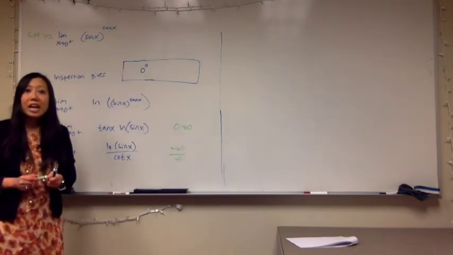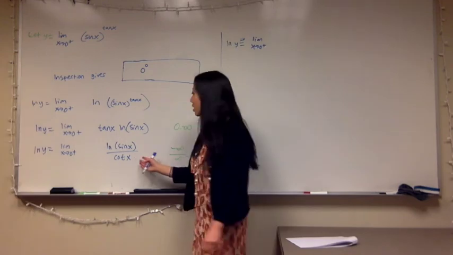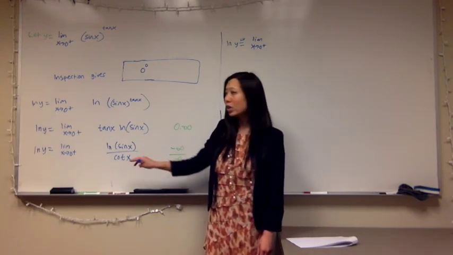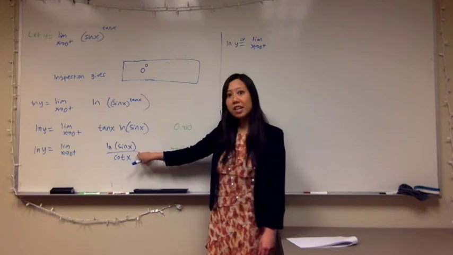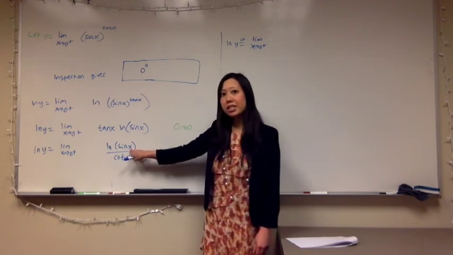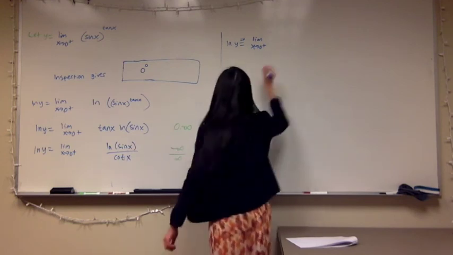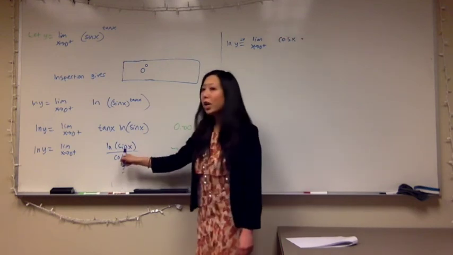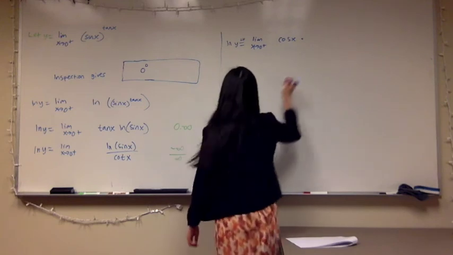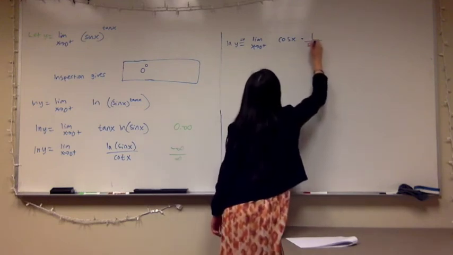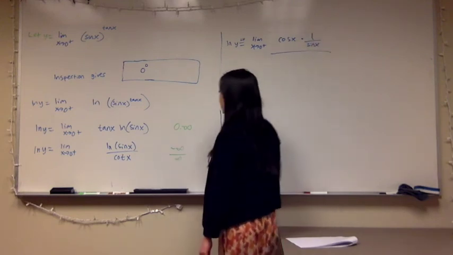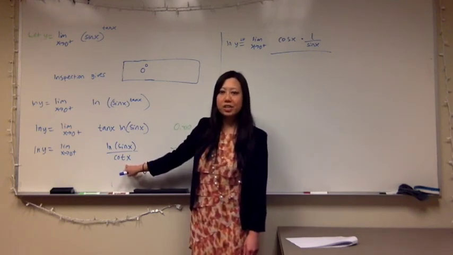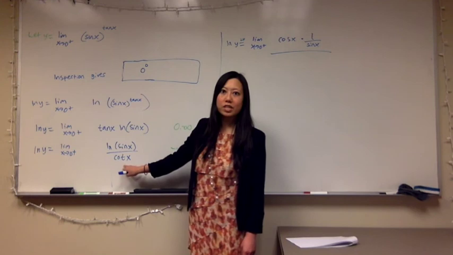So now we can apply L'Hopital by taking the derivative. Don't forget about the chain rule. When I take the derivative of ln of sine x, I take the derivative of the inside, which is cosine x, times 1 over sine x. Then I divide by the derivative of cotangent x, which is negative cosecant squared x.